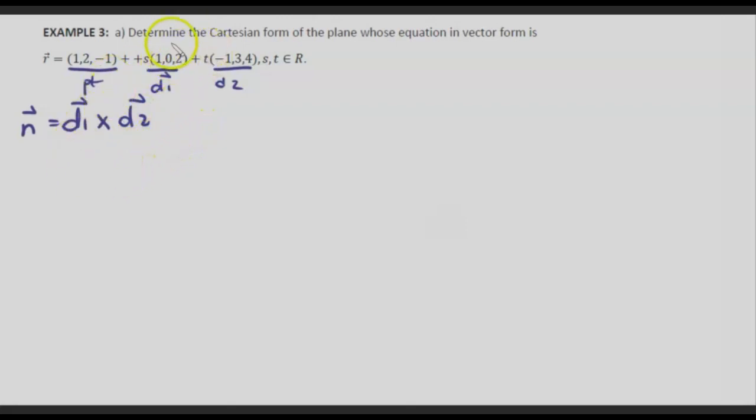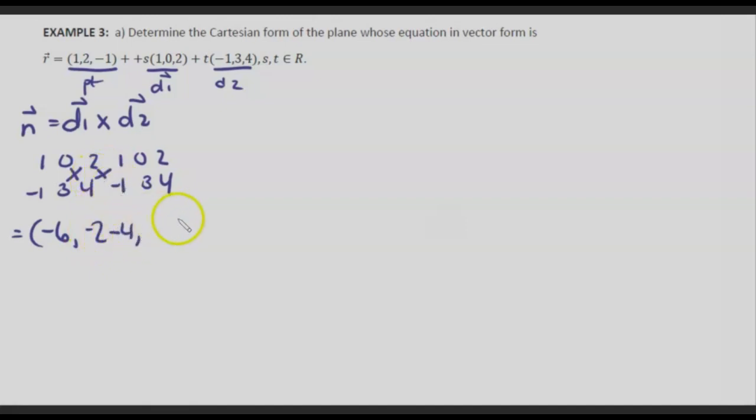So let's go ahead and rewrite direction vector 1 and 2 twice. So 1, 0, 2, 1, 0, 2. And then negative 1, 3, 4, negative 1, 3, 4. So we get 0 minus 6. So I'm just going to write negative 6. Then we get negative 2 minus 4. Then we get 3 minus 0. Okay, so our normal is negative 6, negative 6, 3.